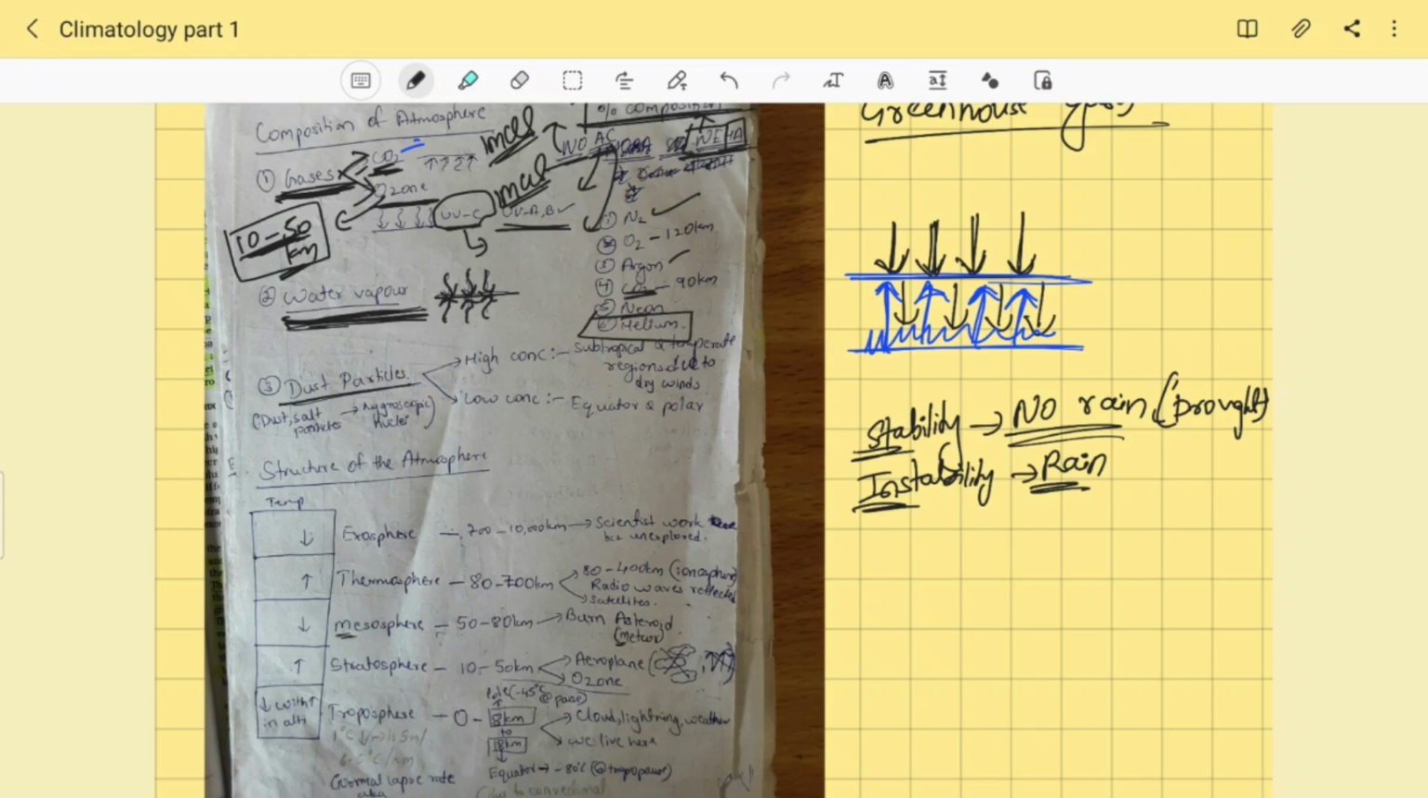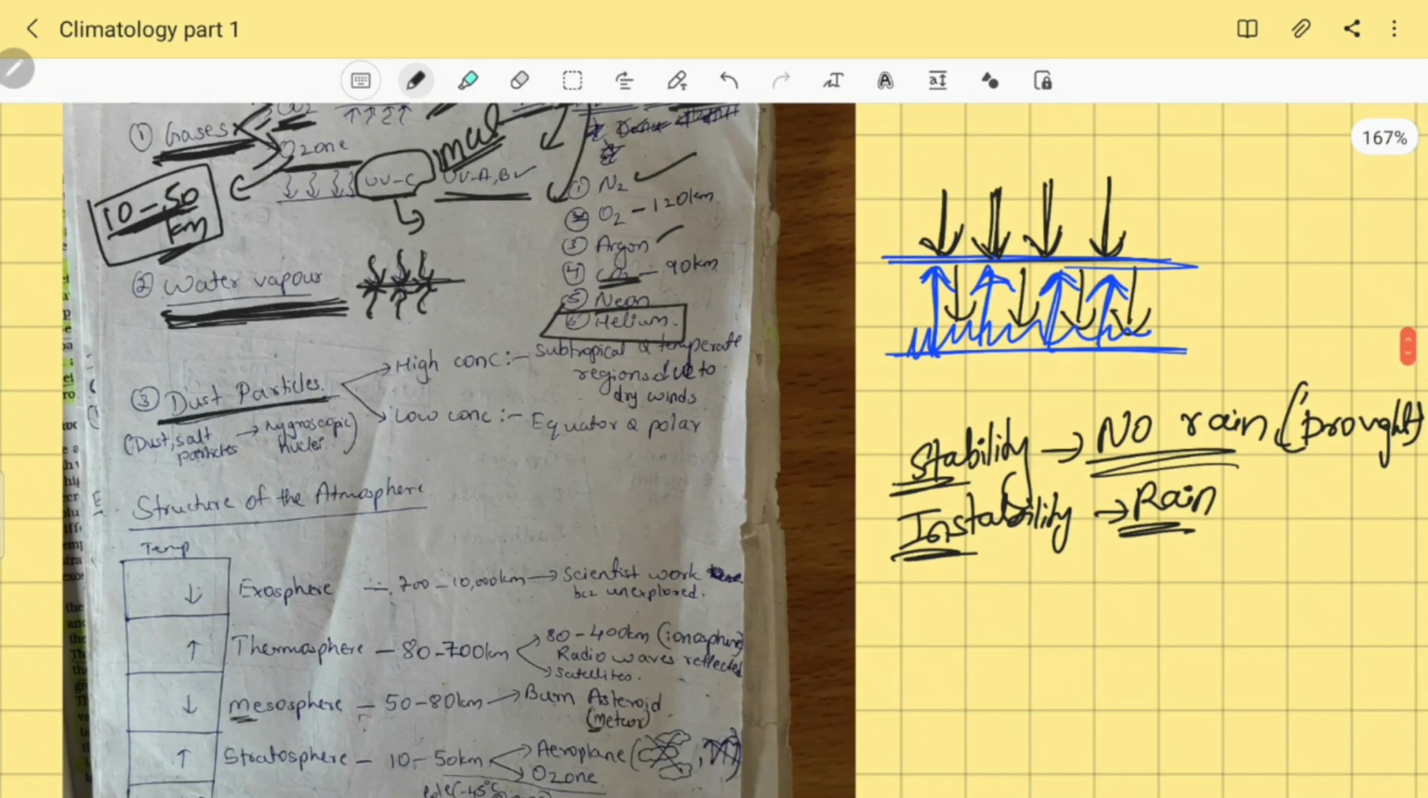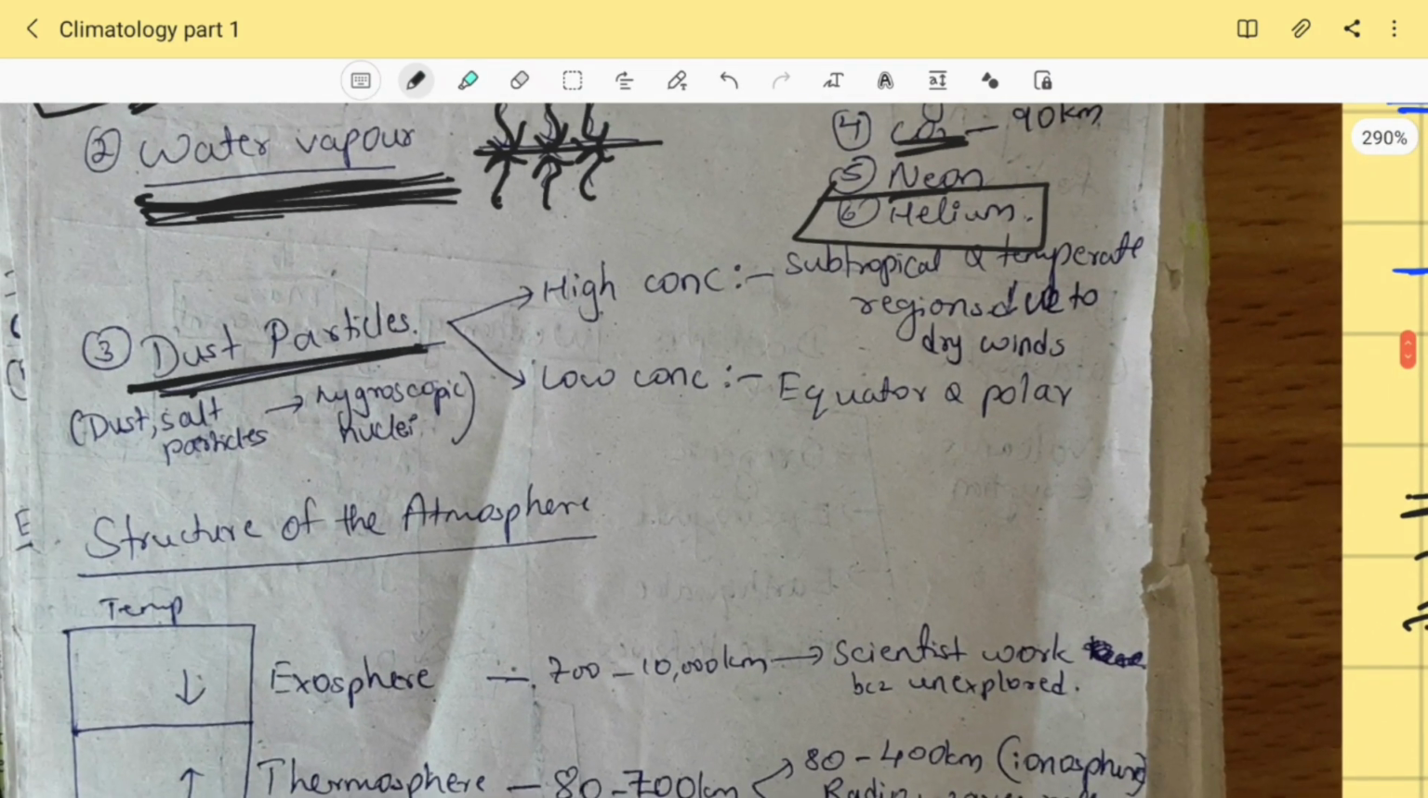Now let's go to dust particles. See, what are dust particles? If you look at the environment, you can see small particles flying in the air, like smoke, or some dust. Those are dust particles. These dust particles include sea salts, fine soil, smoke, soot, ash, pollen, dust, and disintegrated particles of meteors. Dust particles are generally concentrated in the lower layers of the atmosphere. If you look at the environment, you see more small particles flying in the lower layer of the atmosphere compared to the upper layer.